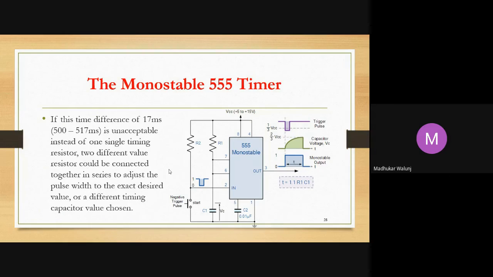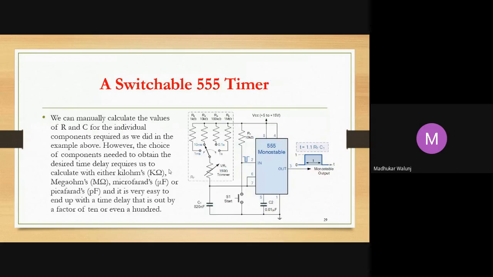So the difference is 17 milliseconds, which is unacceptable if we need a very sharp, single timing. So what we need is a resistor. We can take two resistor values and connect them in series to adjust the pulse width to the exact desired value. Or a different capacitor can be chosen so that we have a value equal to 0.5 seconds.